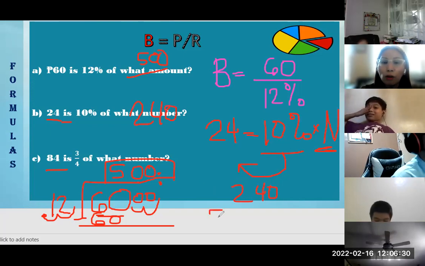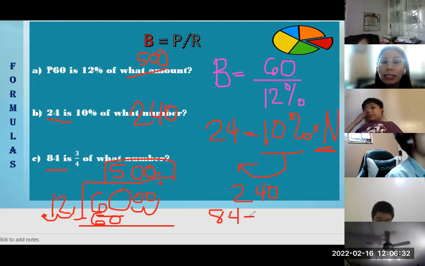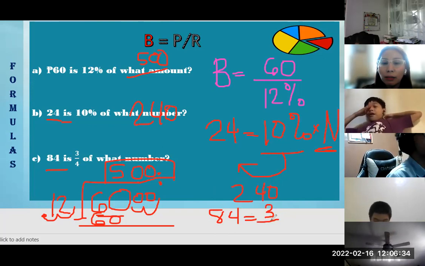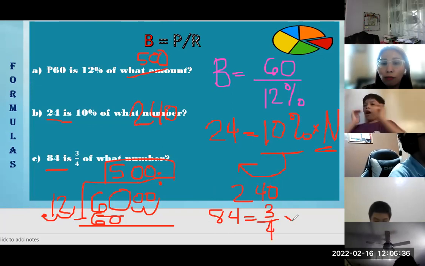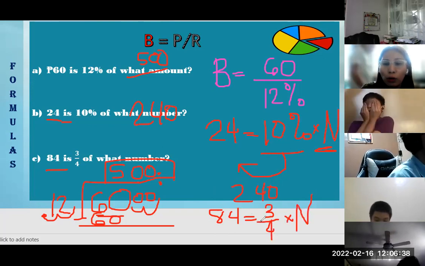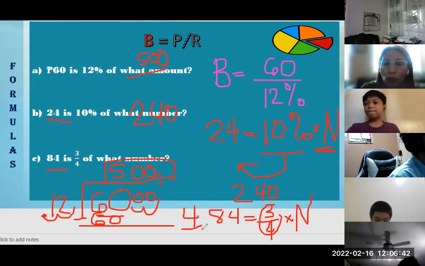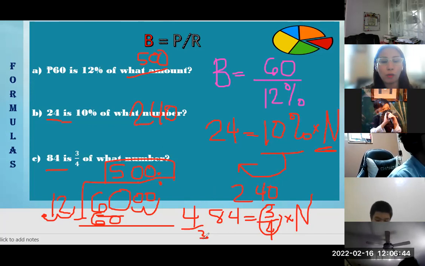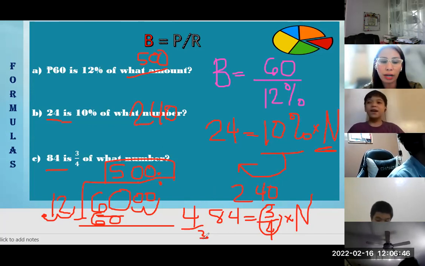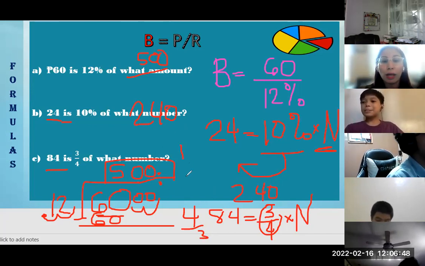And this one, 84 is 3/4 of a number. So, invert mo lang to, babaliktad siya sa kabilang side, it becomes 4/3. 84 times 4 divided by 3, we have 112. Yan po. So, 112. Are there any questions?